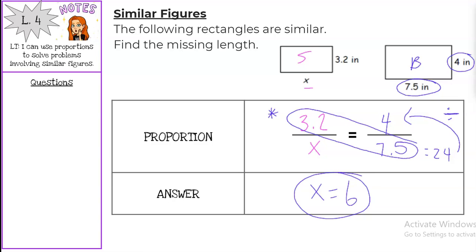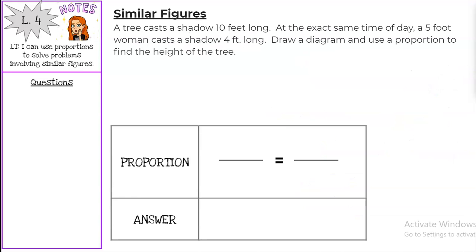So let's try another example. A tree casts a shadow 10 feet long. So we have a tree. Ignore my cool tree drawing. And it casts a shadow of 10 feet long. So the sun is shining, casting the shadow, and this shadow is 10 feet long.